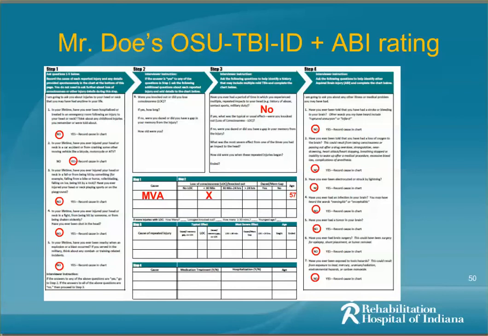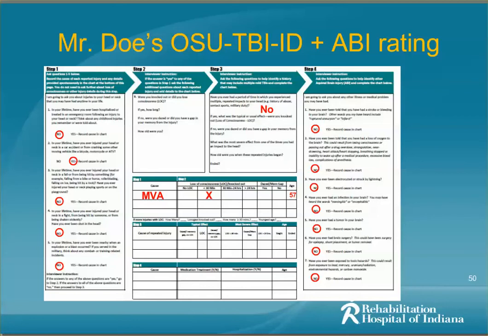So we don't have to ask about whether or not he was dazed or if he had a gap in his memory, since he already reported a loss of consciousness. So we go straight to age. So how old were you when that happened? 57. Okay. So now that we've finished that, we can go straight to step 3.